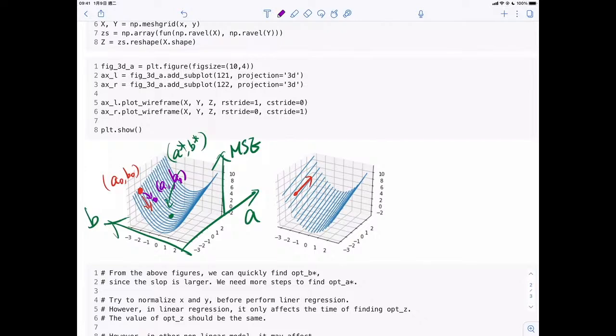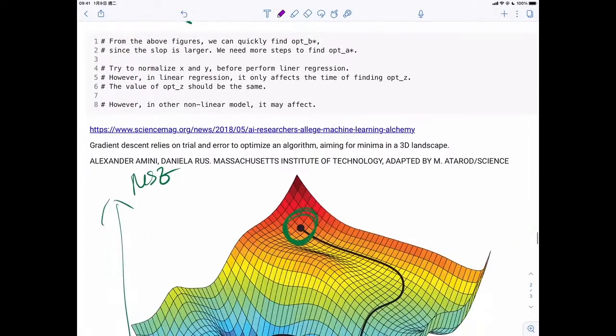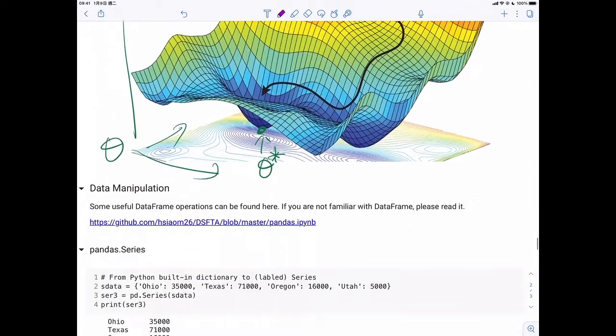And at the purple point, you do partial differentiation again. You find the best direction toward the minimum point, and so on and so forth, and finally we are very, very close to the A star and B star. So that is the gradient descent. We have talked about this figure before.